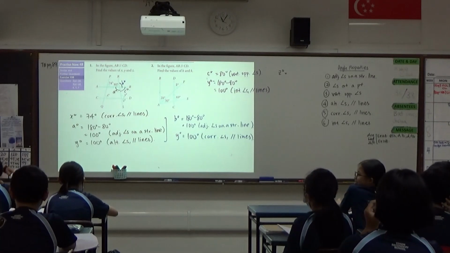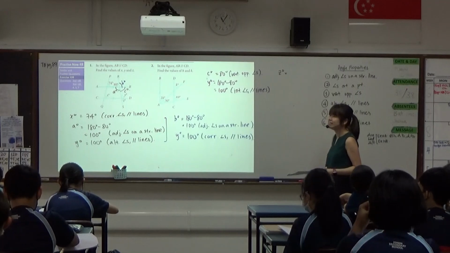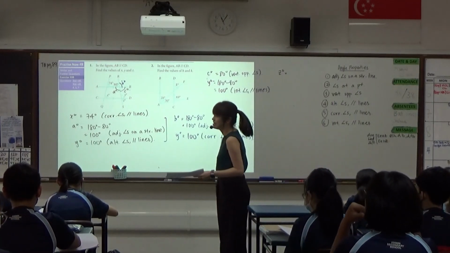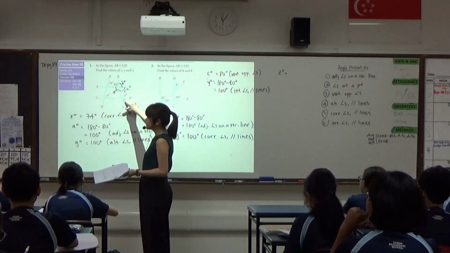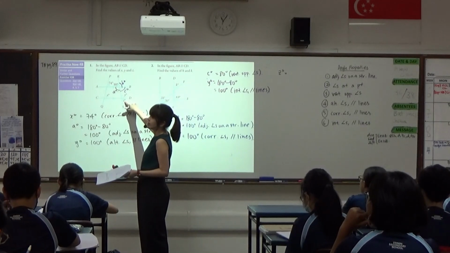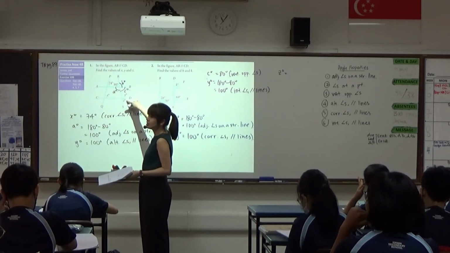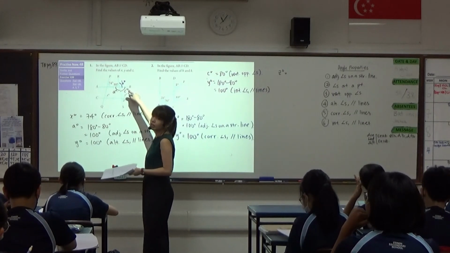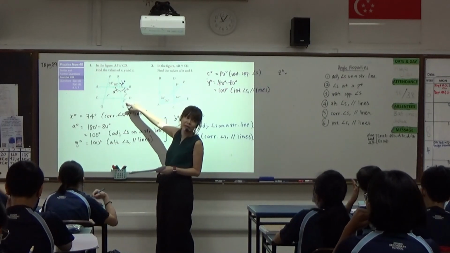So yes, z degrees equals 80. Why? Corresponding angles. It is a corresponding angle to which angle here? c degrees. So provided that you found c degrees, you can say corresponding angles to find out what z degrees is.